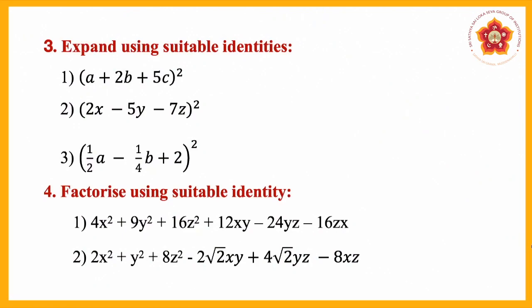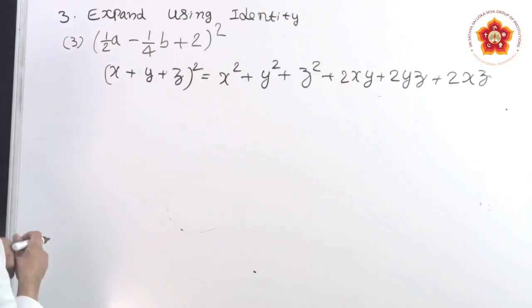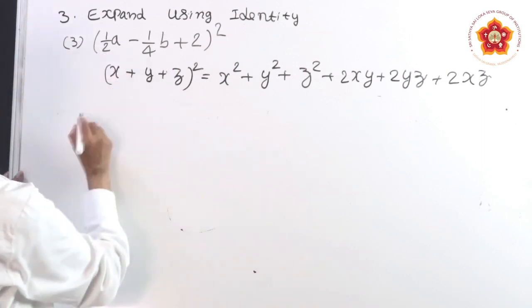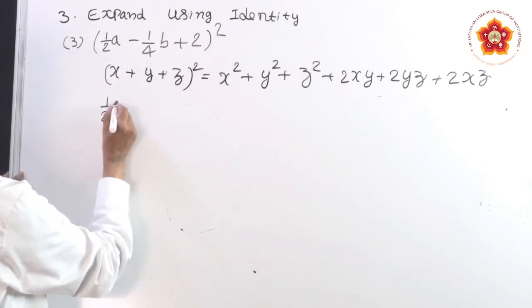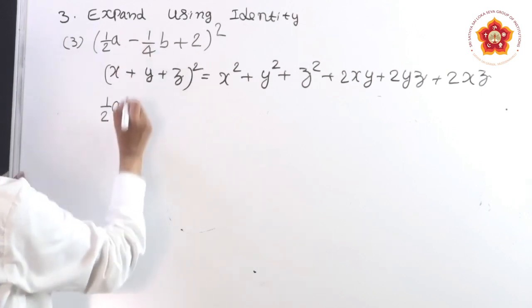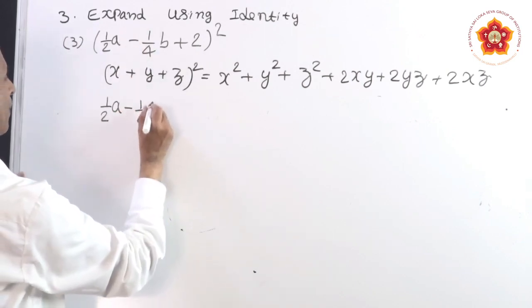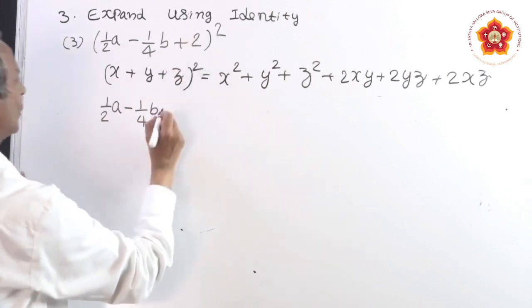Now same formula you have to use because it is also a square of the trinomials, but in place of x here 1 by 2 a is there, in place of y minus 1 by 4 b is there, in place of z 2 is there.